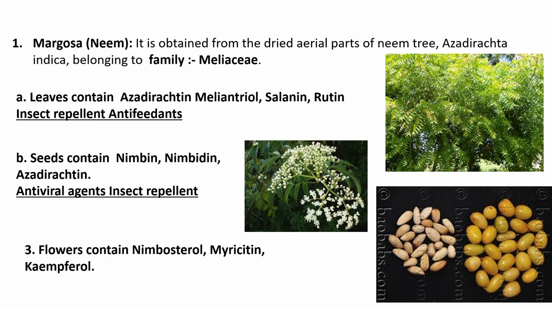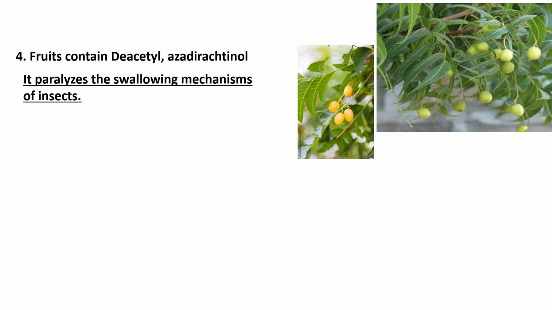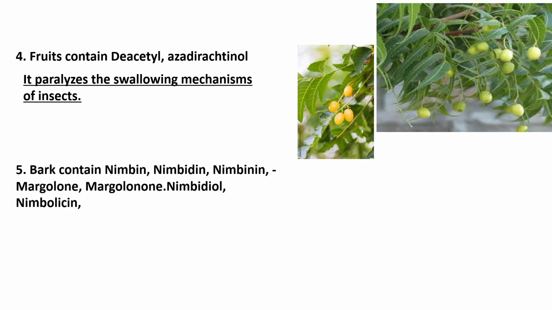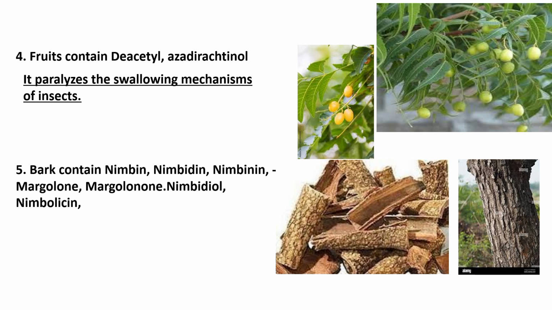Flower of neem contains nimbosterol, myristicin, camphorol. It is an insecticide. Fruits of neem contain diacetyl azadirachtinol. It paralyzes the swallowing mechanism of insects and acts as an insecticide. The bark of the neem tree contains nimbin, nimbidin, nimbinin, margolone, nimbidiol, nimbolicin. This is the bark of the neem tree.